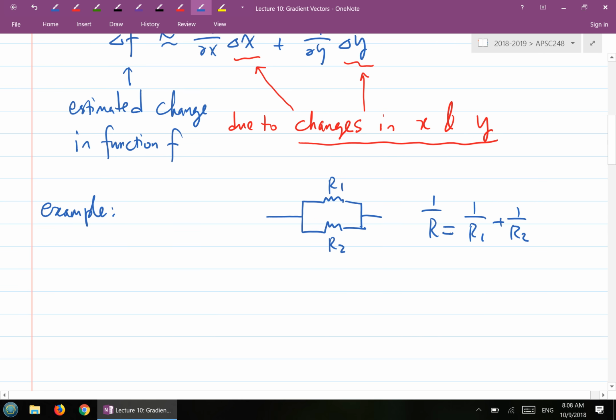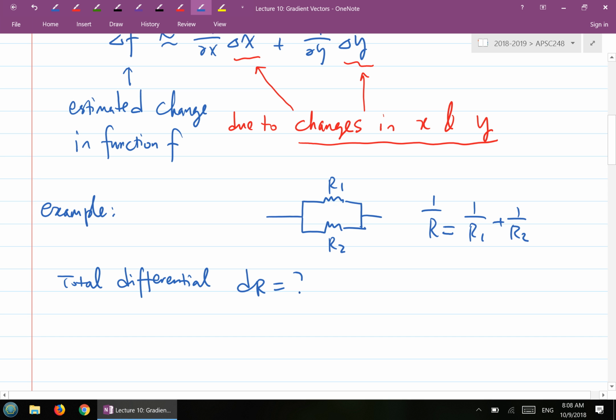The other part of the question is which resistor actually will be more sensitive, right? The total resistance will be more sensitive to which one of the changes. So here's what we do. I think the first part of the question is actually for the total differential. Total differential dR equals what?